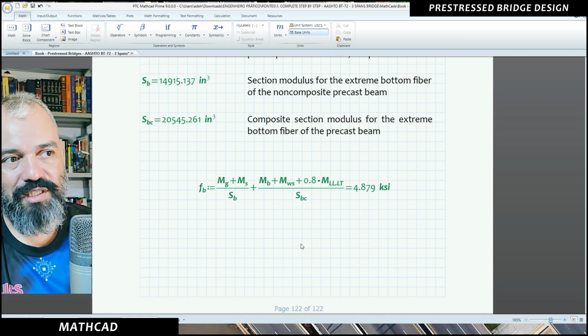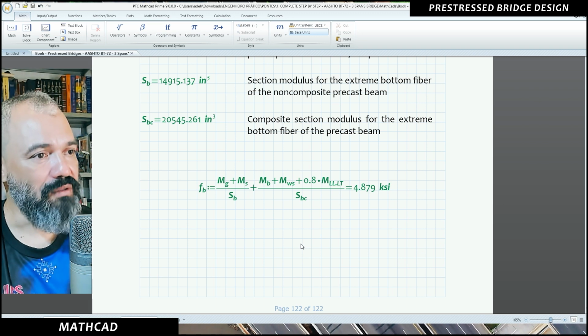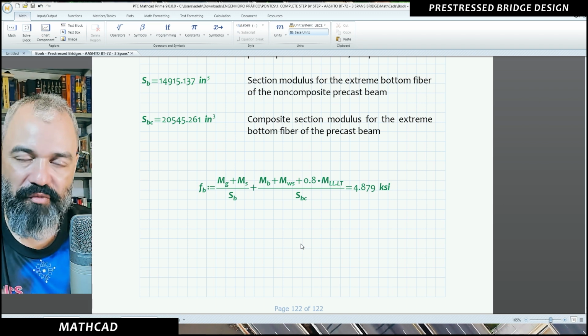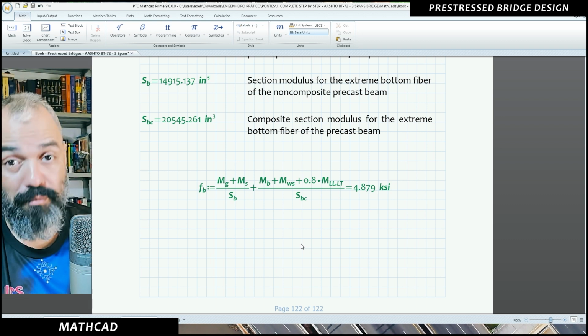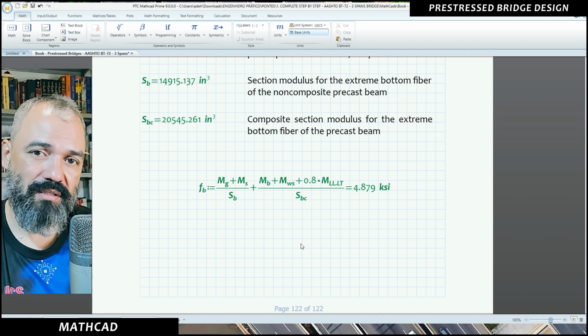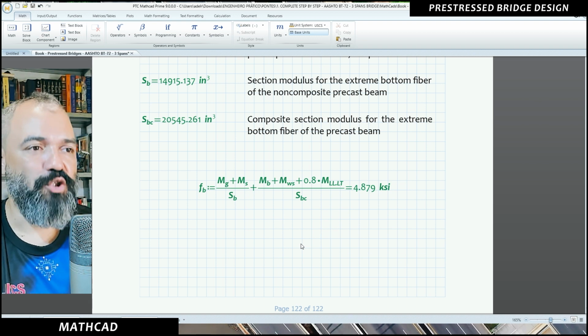So in the next class, we are going to determine the amount of strands and define where they are located on your bridge.